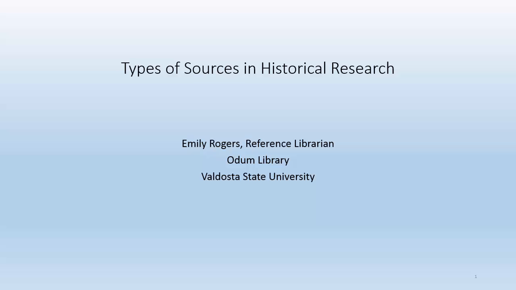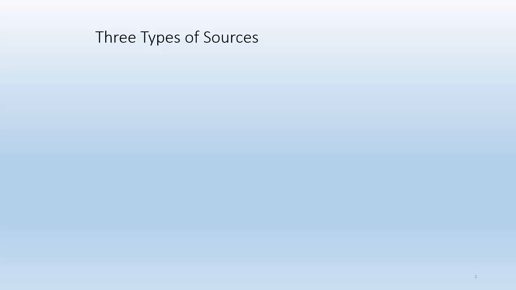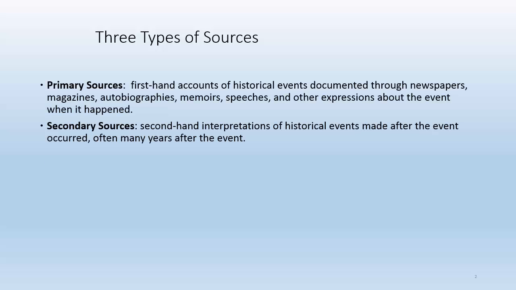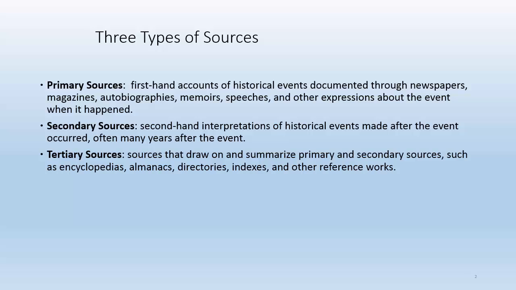This presentation describes and gives examples of the types of sources used in historical research. There are three types of sources used in historical research: primary, secondary, and tertiary. All three can have a place within student research projects, but it is important to distinguish among them and to be aware of what each type has to contribute to your research.